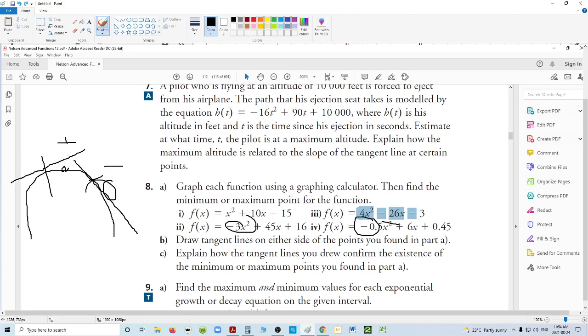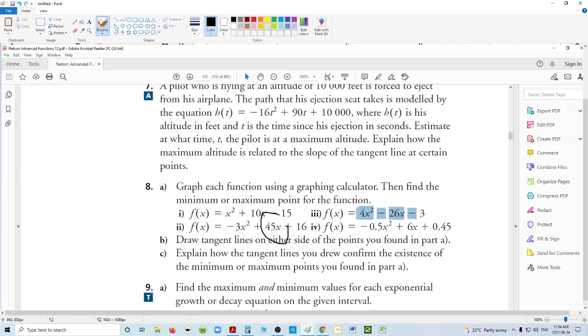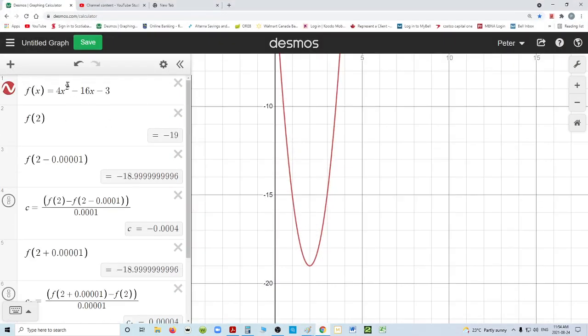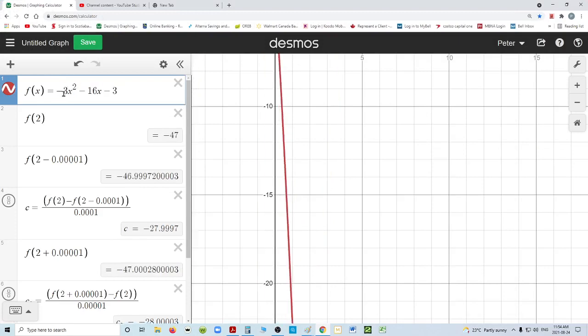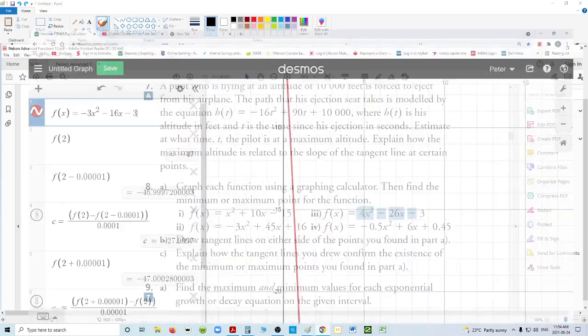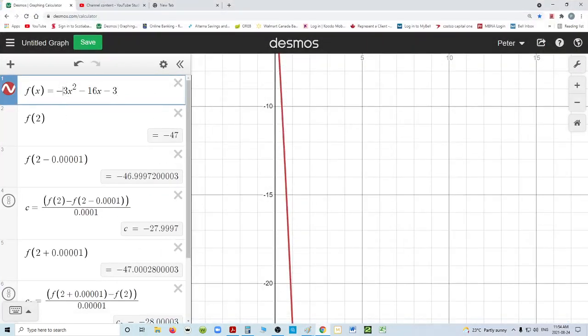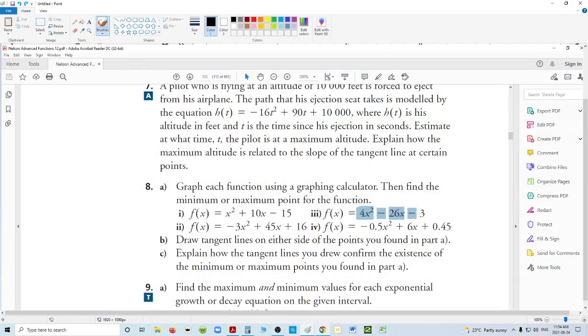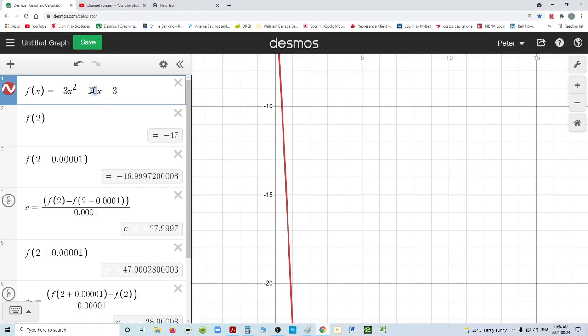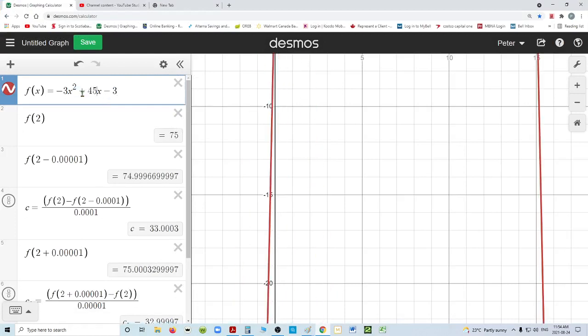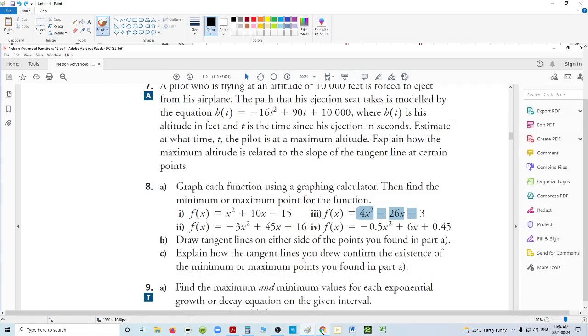So the first thing is we plug this one into a graphing calculator: minus 3x squared plus 45x plus 16. The nice thing again is we'll have all the formulas ready for us, and you can simplify it even more by using h as a variable. 45x, I think. That's how bad my memory is. Plus 16.